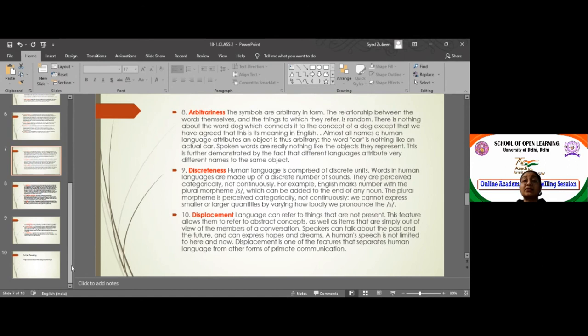The word car is nothing like an actual car. Spoken words are really nothing like the objects they represent. This is further demonstrated by the fact that different languages attribute very different names to the same subject or object.